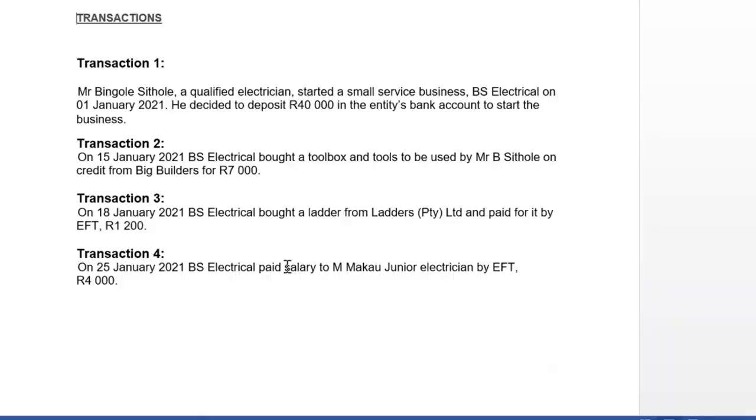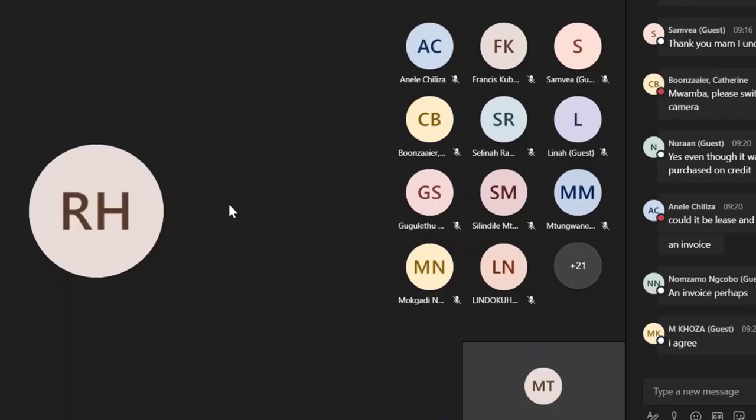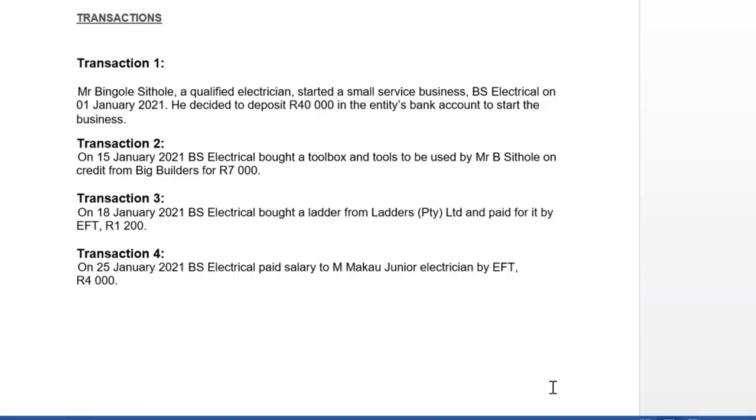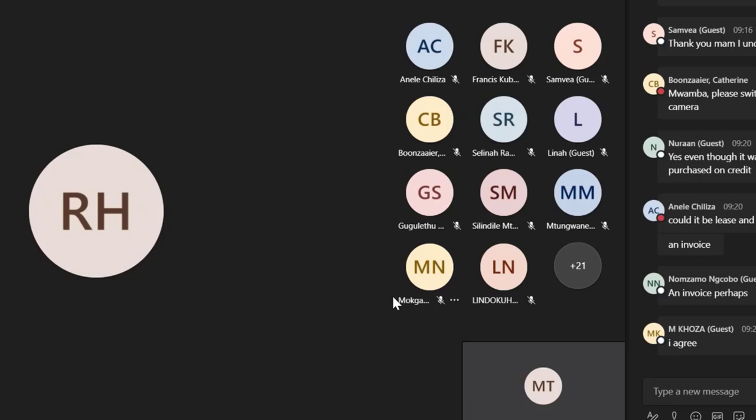So basically it's saying Mr. B. Sithole, who is the owner of the business, bought toolbox and tools on credit from Big Builders. So basically, for example, let's say, Francis, you go to Edgar's and take an account with Edgar's. You bought clothes on credit. So basically, he bought a toolbox on credit from Big Builders.